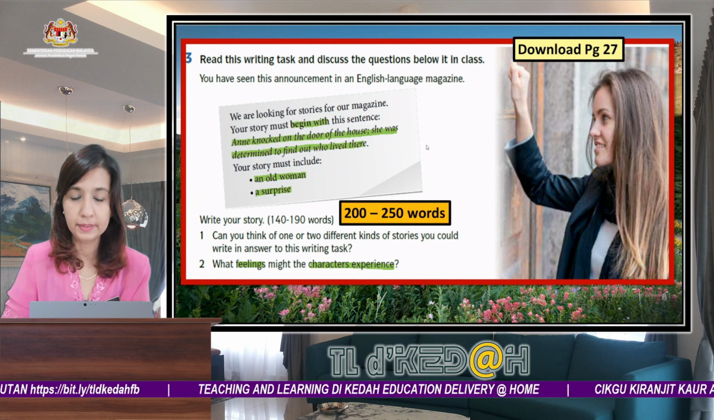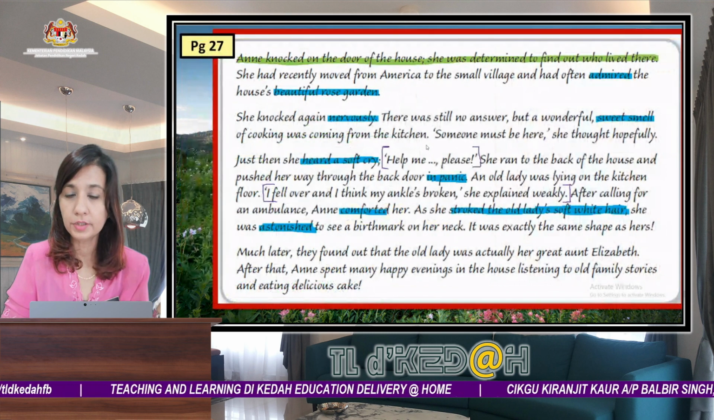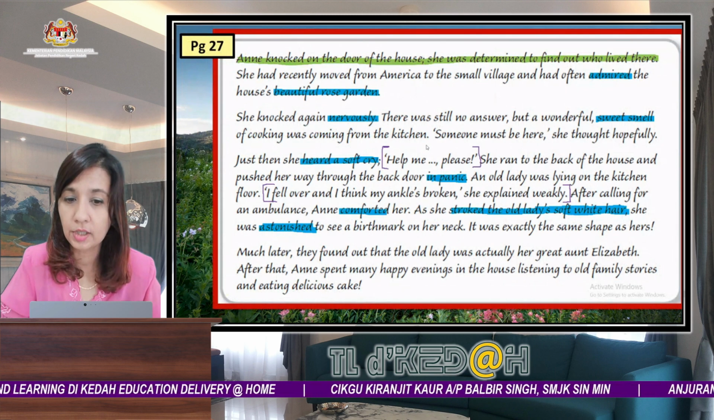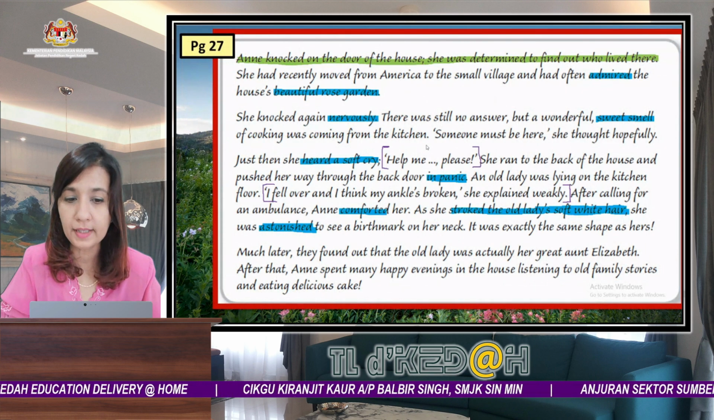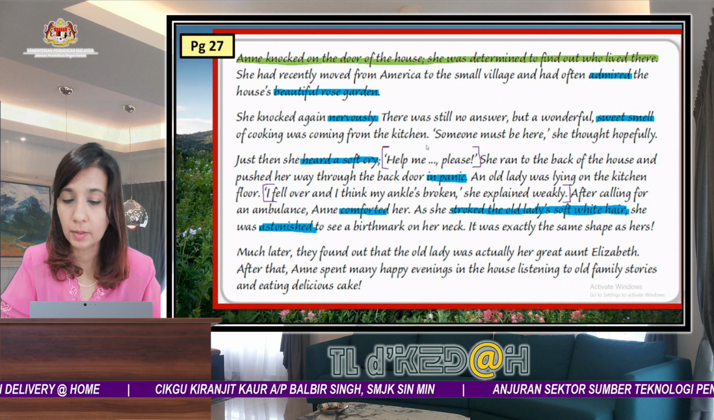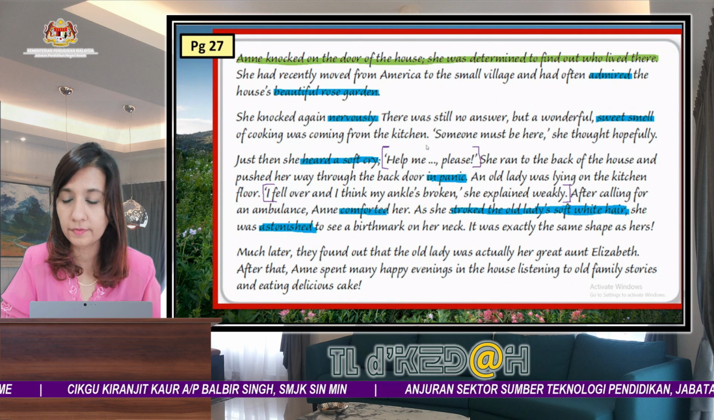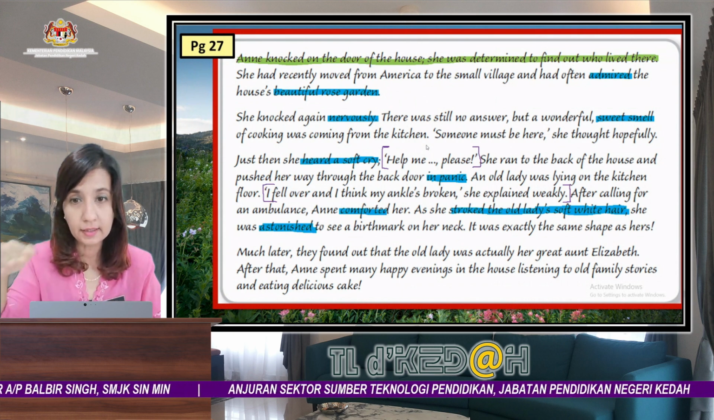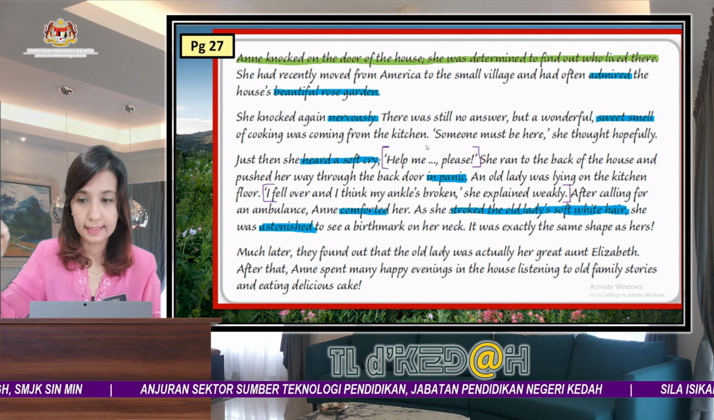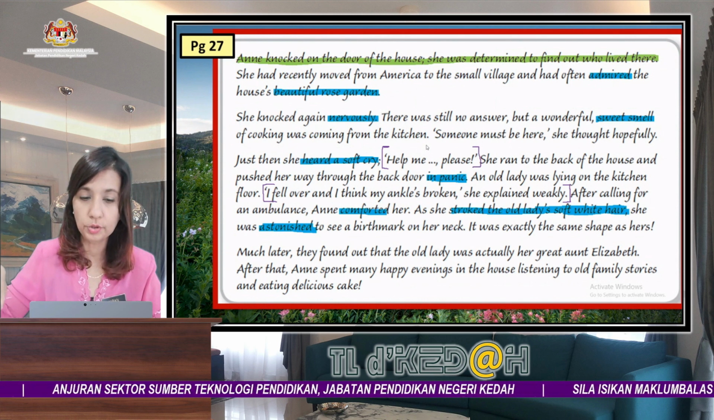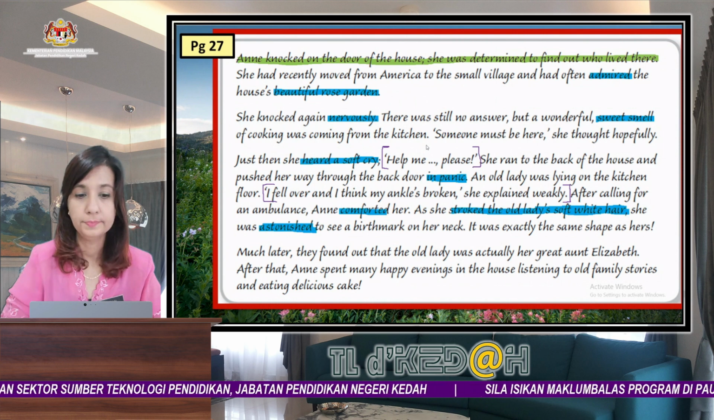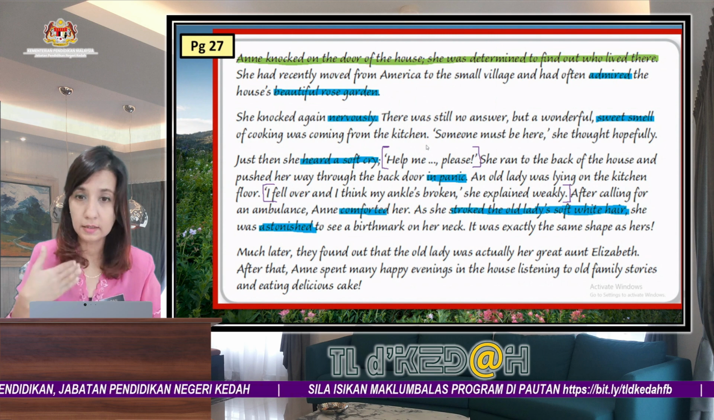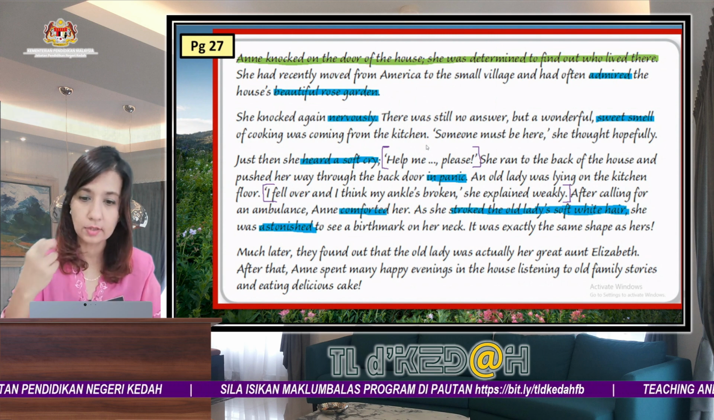So let's look at the example here. Okay, and knocked on the door. So this is the beginning that you need to write for your essay. Knocked on the door of the house. She was determined to find out who lived there. She had recently moved from America to the small village and had often admired the house's beautiful rose garden. So here you are sharing a sense of visual. Okay, what she has been seeing. That means you know that house has a beautiful rose garden. She knocked again nervously. I mean, she's not so comfortable. She's feeling stressed, a little bit tense. Okay, nervously she knocked. Tock, tock, tock.